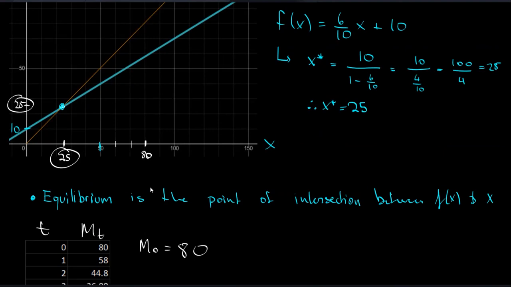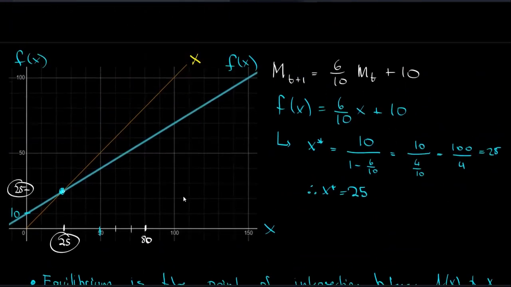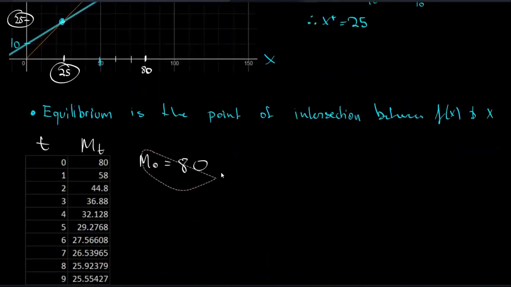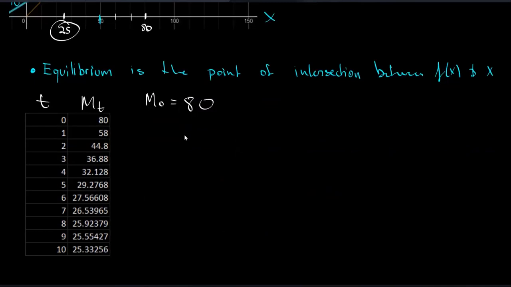This is where we start. So how do we actually get the next value, right? If our initial value is 80, and that's at t naught, how do we get the value at t equals 1? How do we go from m naught to m1?